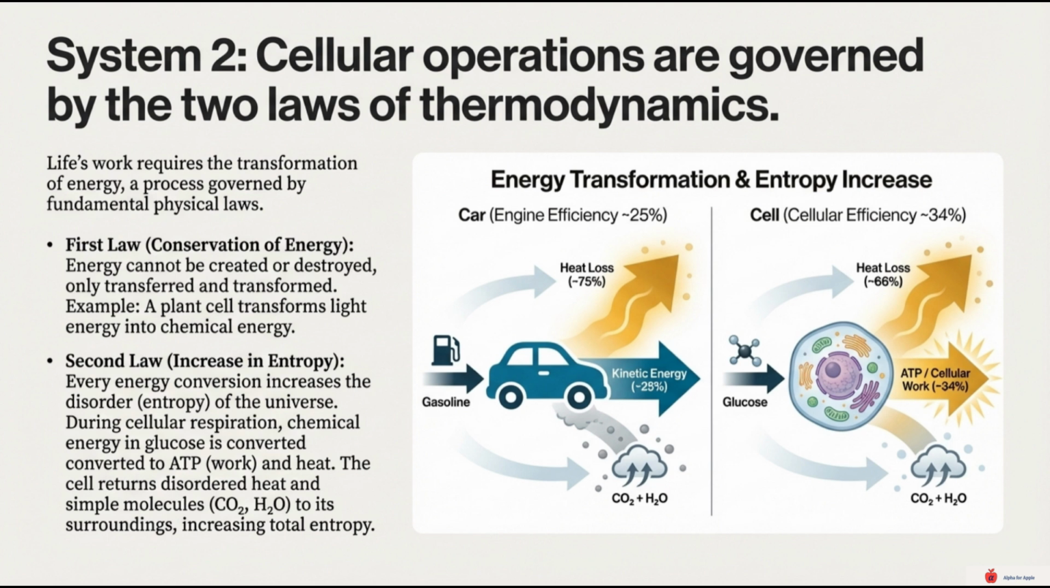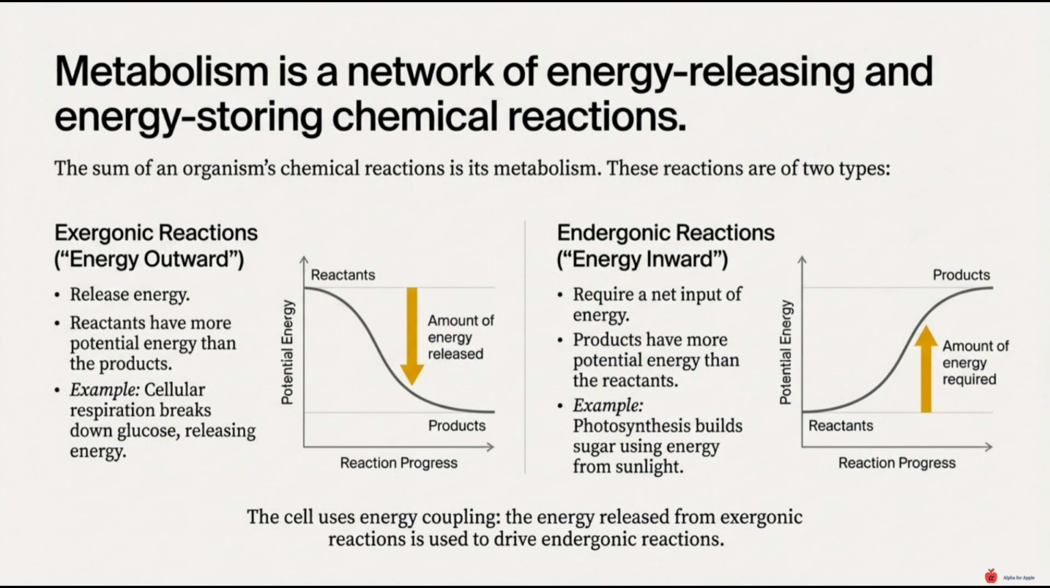And the sum of all those chemical reactions inside that furnace is what we call metabolism. We can split these reactions into two types, based on whether they release energy or consume it. Reactions that release energy are exergonic, energy outward. Yes, they're naturally downhill reactions. The reactants start with high potential energy and end with products that have low energy. Cellular respiration, breaking down glucose, is the classic example. And the opposite would be endergonic reactions, energy inward, which need a net input of energy. They're uphill. Right. Photosynthesis is the premier example. It builds sugar from CO2 and water, but it needs light energy to do it.